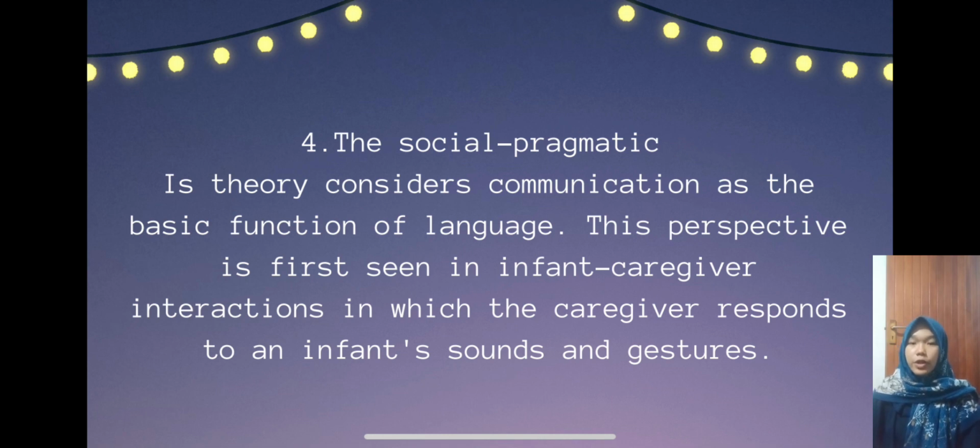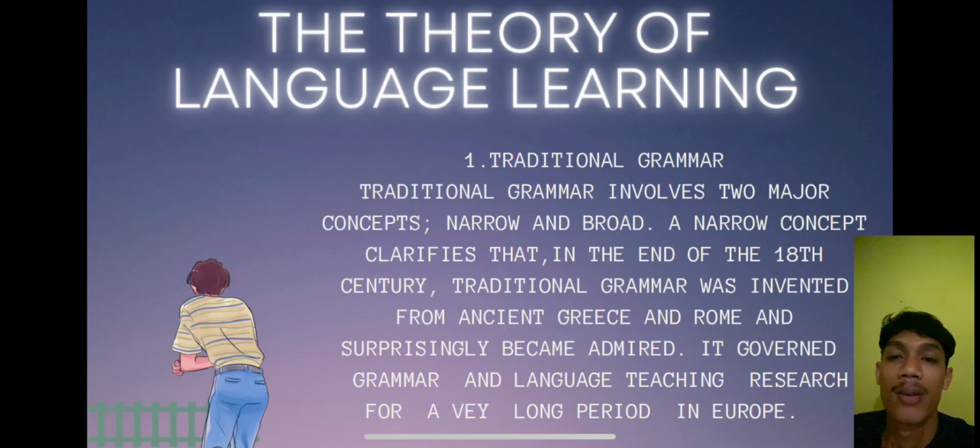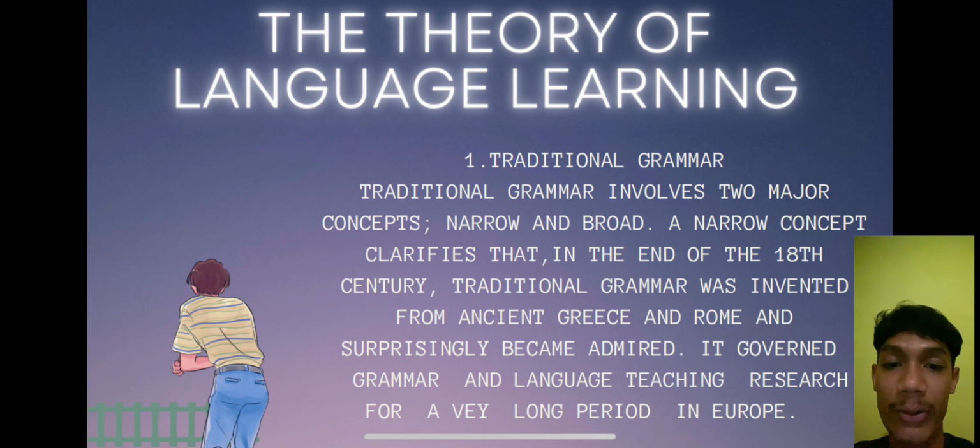For now, I'm going to explain about the theory of language learning. Part 1. Traditional grammar. Traditional grammar involves 2 major concepts, such as narrow and broad. A narrow concept clarifies that in the end of the 18th century, traditional grammar was invented from ancient Greece and Rome and surprisingly became admired. It governed grammar and language teaching research for a very long period in Europe.